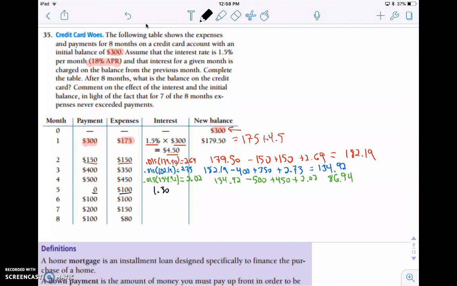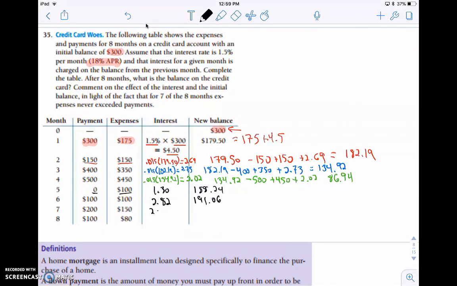Your ending balance is $188.24 again, because you didn't pay anything off. So you have to add the interest and you have to add the expenses on there. Then the next month our interest jumps up to $2.82, and so our ending balance would be $191.06.